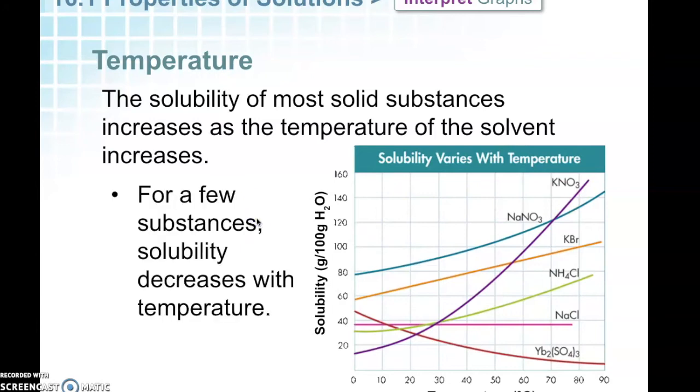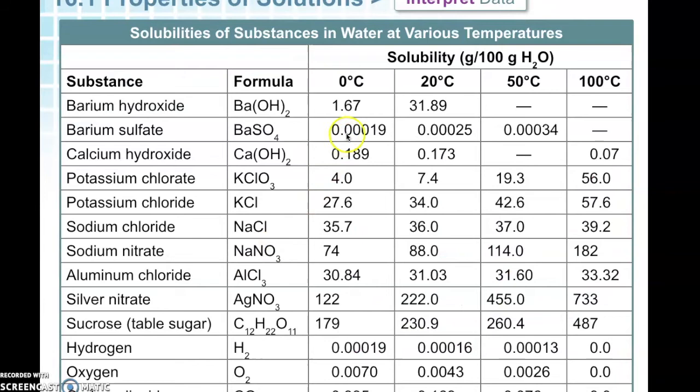Okay, so solubility does decrease with temperature in some substances. Now you can see it this way also, where you can look at numbers. And you can see calcium hydroxide numbers decrease in solubility as we increase temperature. But more often than not, the numbers will increase.